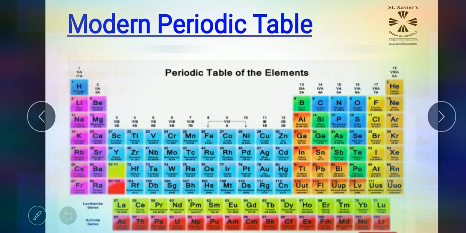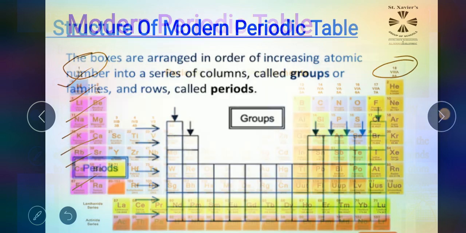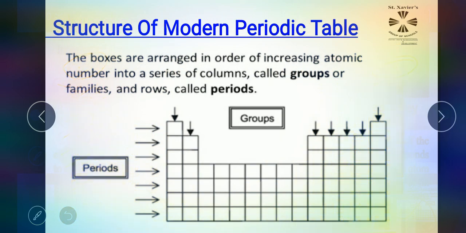When you see the modern periodic table, 1 2 3 4 5 6 7, there are 7 periods, students. 7 horizontal lines are there, and they are called periods. In the same way, when you count 1 to 18, a total of 18 vertical columns are there, that means 18 groups. So here we have 7 periods and 18 groups.